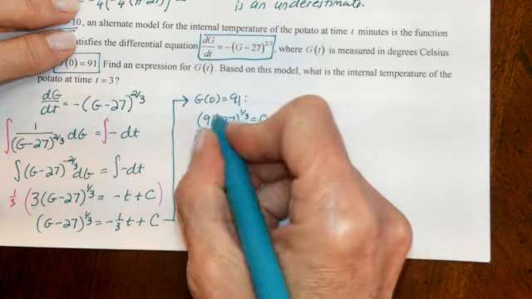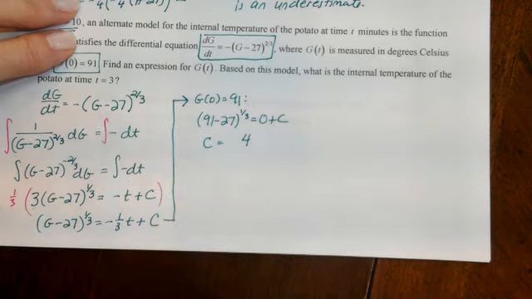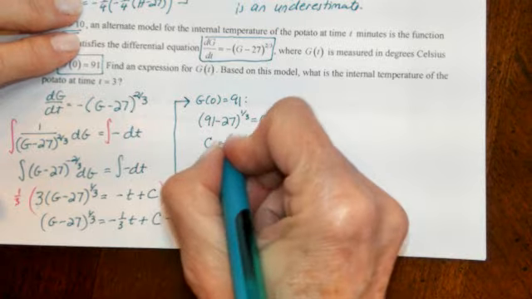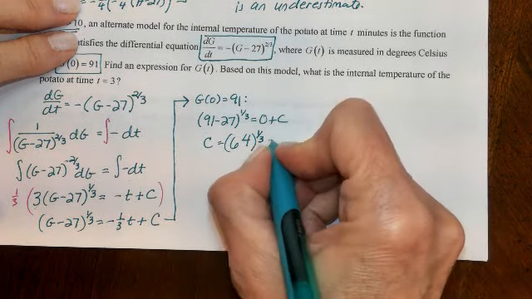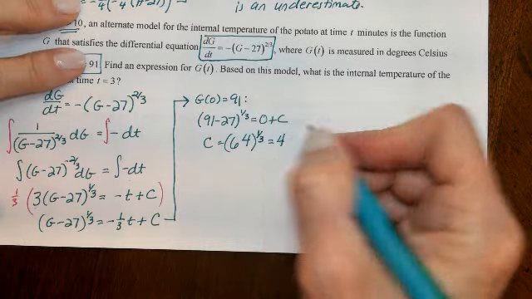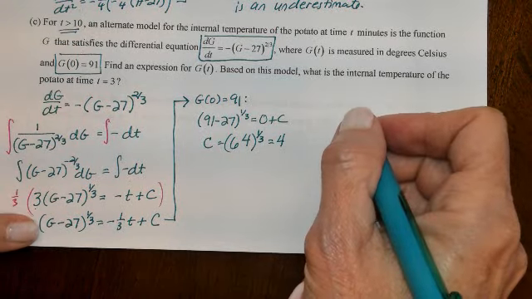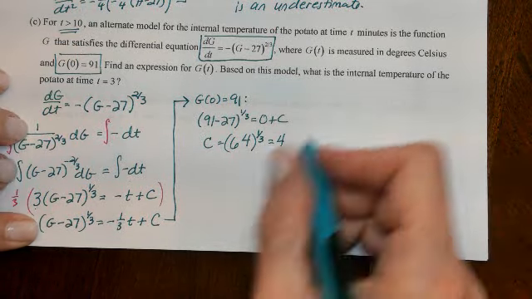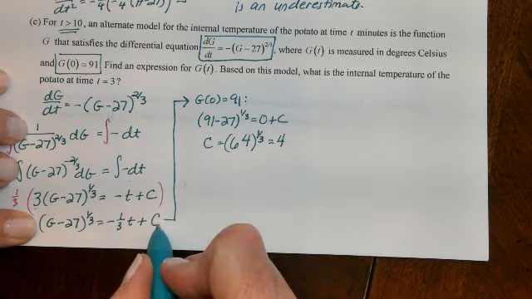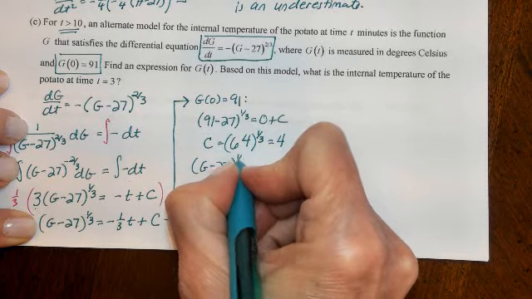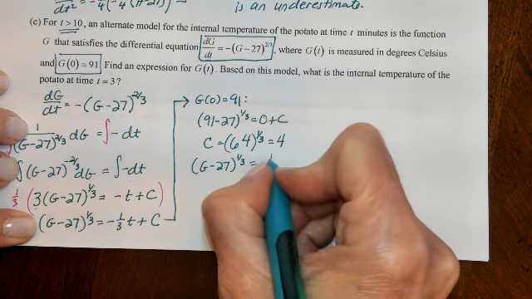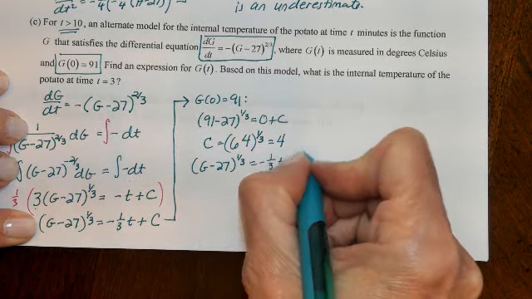91 minus 27, let's see. Got 4, and then 8 minus 2 is 6, and we have 64 to the 1/3. The cube root of 64 is 4. So c is 4. I go back to my last equation that had a c in it, and I have g minus 27 to the 1/3 is negative 1/3 t plus 4.